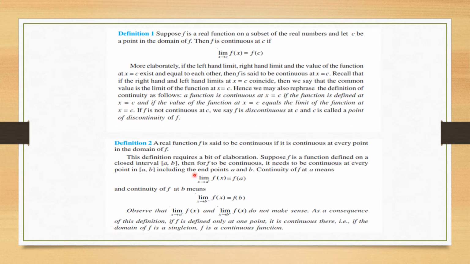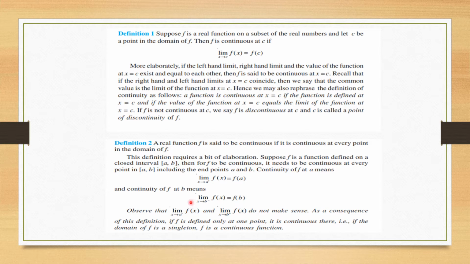This definition requires a bit of elaboration. Suppose the function is defined on a closed interval ab. In a closed interval ab, the endpoints are also included. Then for f to be continuous, it should be continuous at every point in this interval ab, also including the endpoints a and b. See, this is the point towards your left side, this is the point towards the right side.